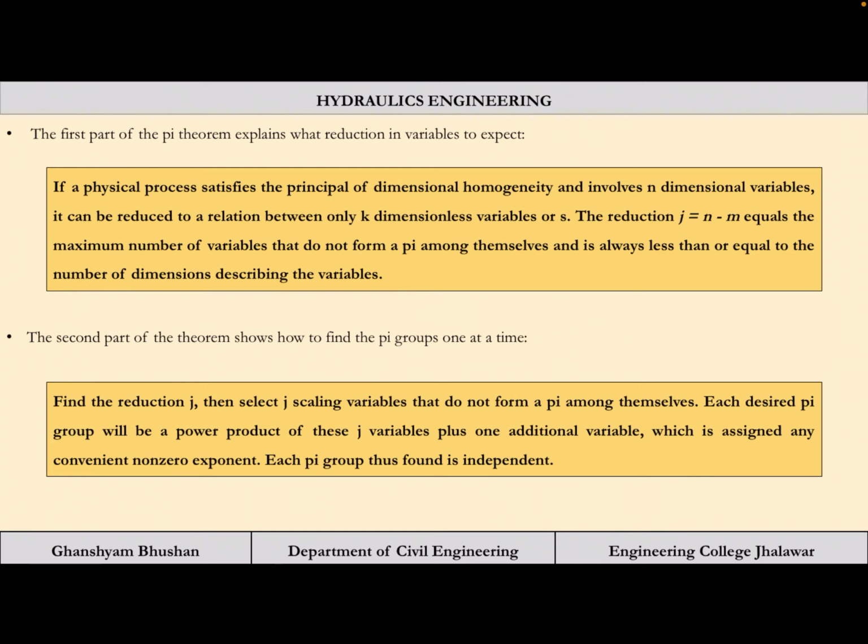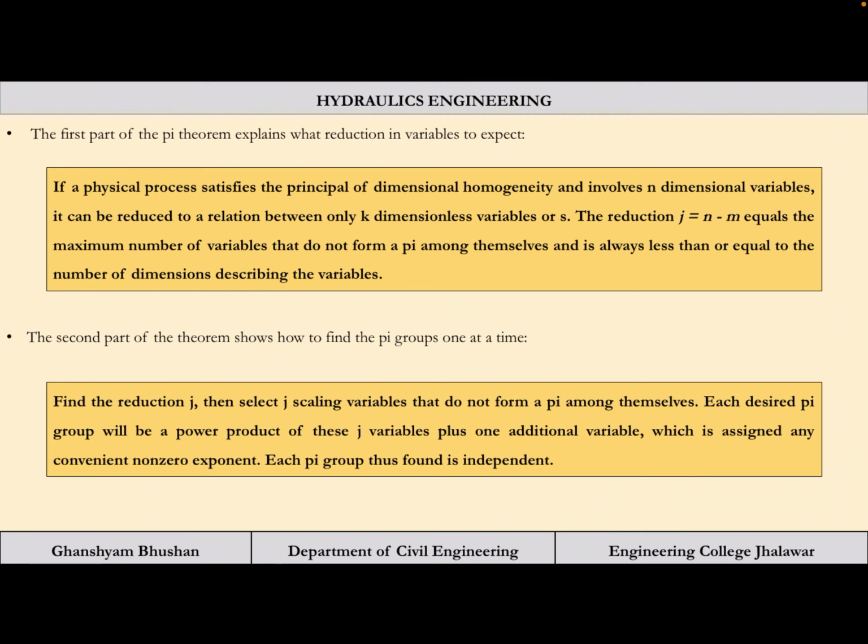That means, let us say force is there and it is depending upon 6 other parameters, so the total parameters will be 7. Now j is the basic fundamental dimensions. If you take a few parameters and they do not make a pi among themselves, where the dimension of pi is M power 0, L power 0, T power 0, meaning a dimensionless group, then we have to choose parameters such that they cannot make a pi group among themselves. Clear?